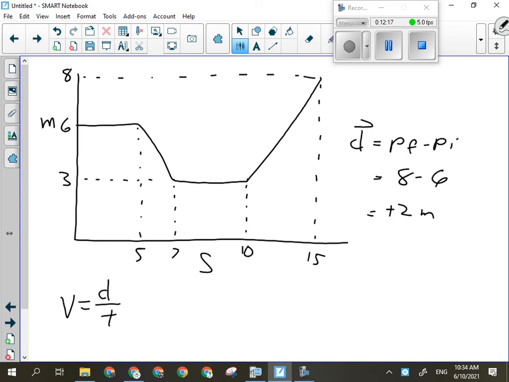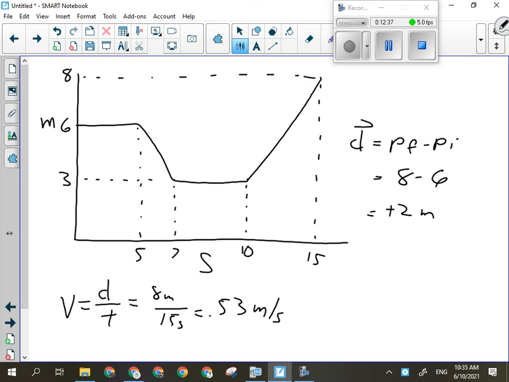Speed is total distance over total time. We already calculated the total distance. The total distance was 8 meters. The total time is 15 seconds, so it's what, 0.6 something? 0.53 meters per second, my average speed.